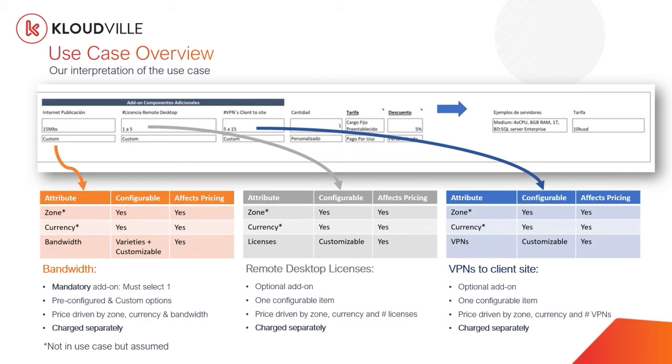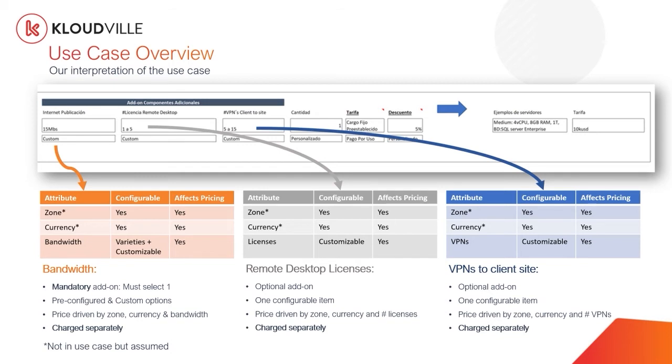Similar processing for the add-on components. There's an add-on component for the internet bandwidth, remote desktop licenses, and the number of VPNs to the client site. We're going to vary each of those by zone and currency, and then each by their own individualized component.